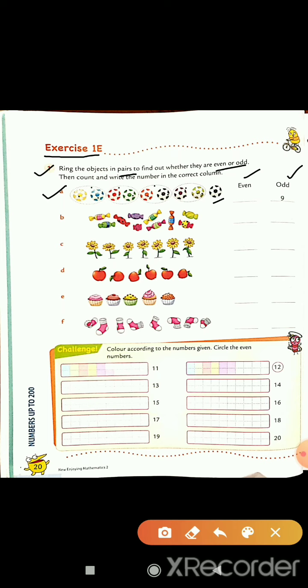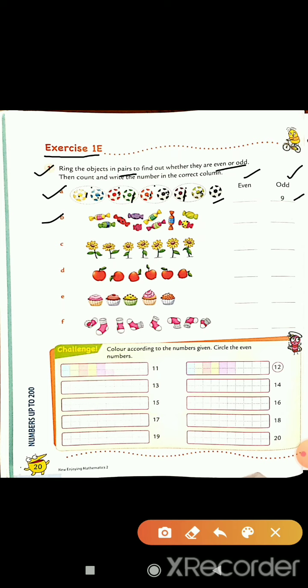So here one ball is not having a pair, so the number is odd. And let us count the number of balls. 1, 2, 3, 4, 5, 6, 7, 8 and 9. So 9. So which column will you write in? In the column of odd, because 9 is an odd number.